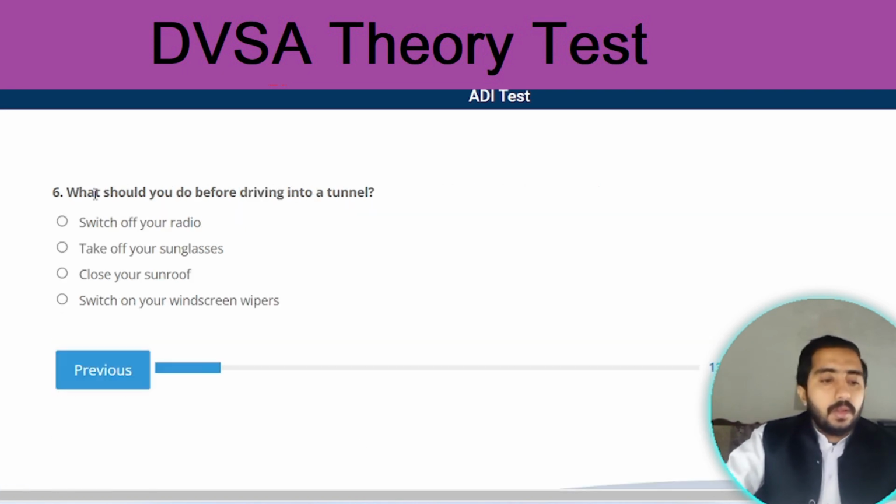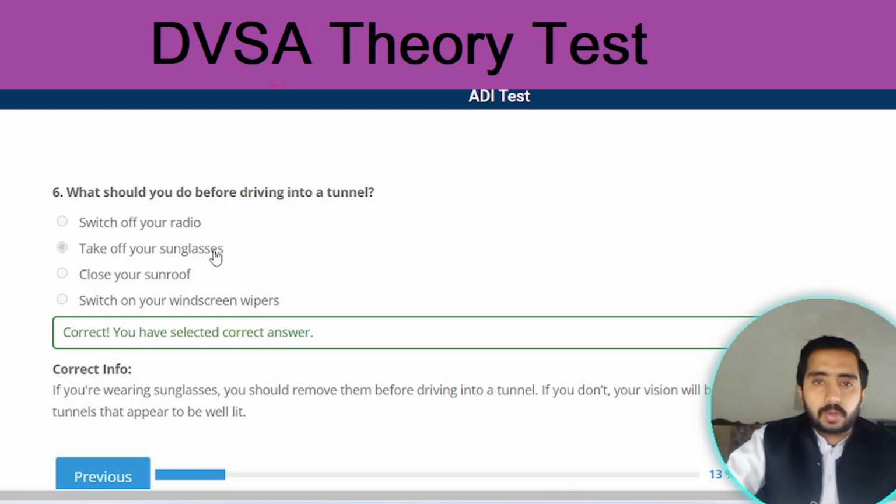Next question. What should you do before driving into a tunnel? Before driving into a tunnel, the correct option is take off your sunglasses. Option B is the correct option.